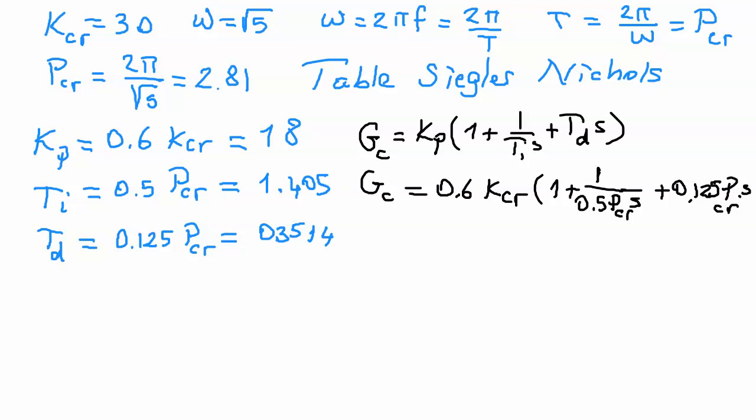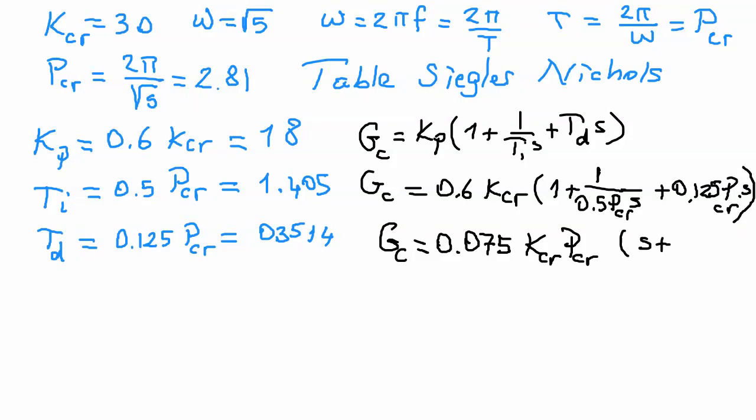We have to close the parenthesis. Okay. GC, in other words, GC is equal to 0.075 KCR times PCR times S plus 4 over PCR square over S. So that is the final version of our controller.